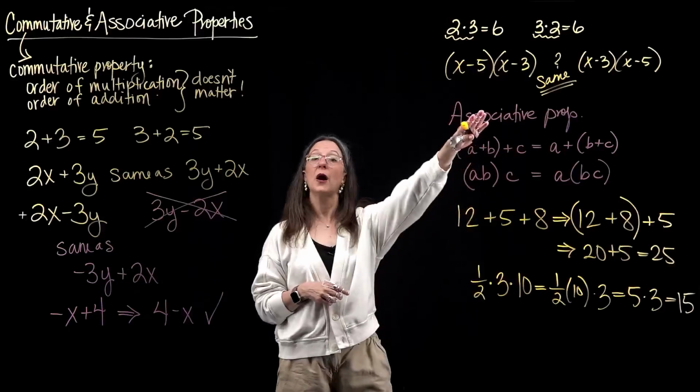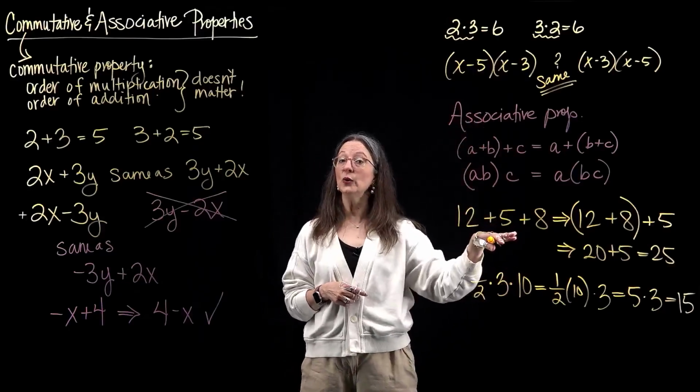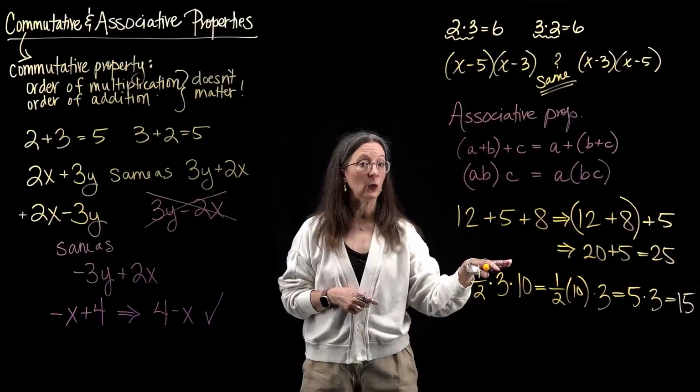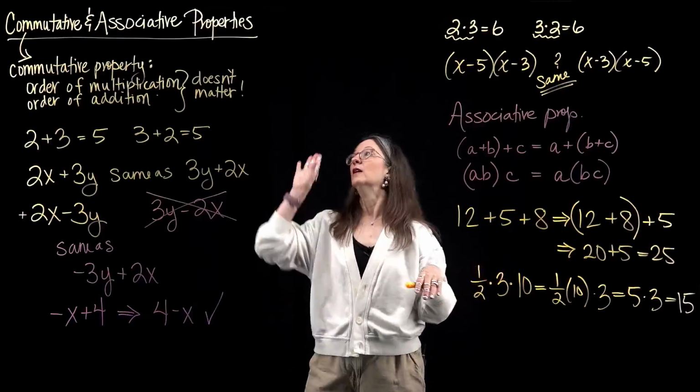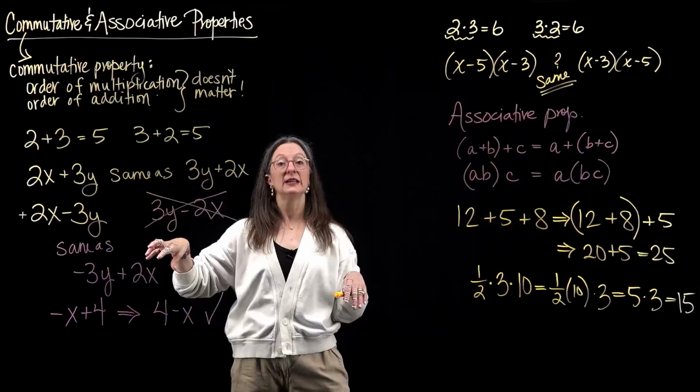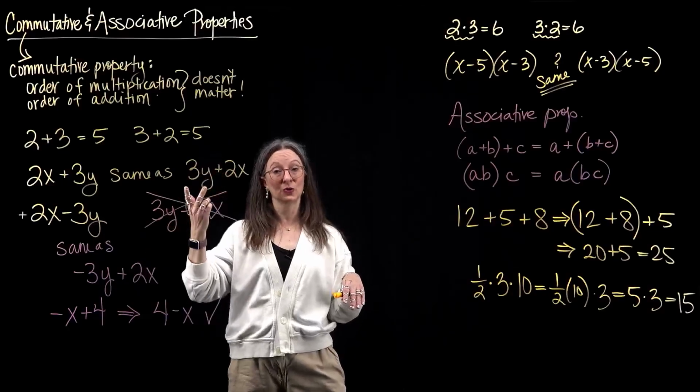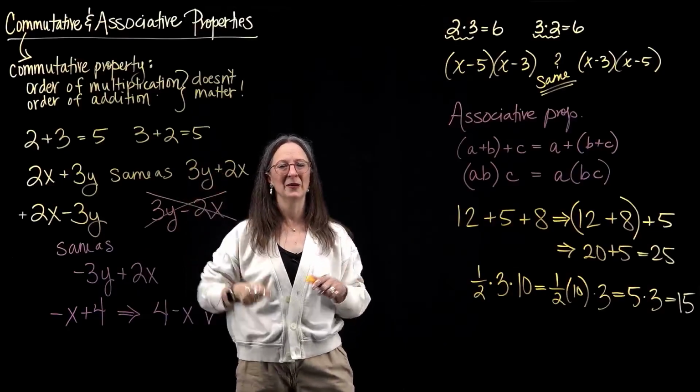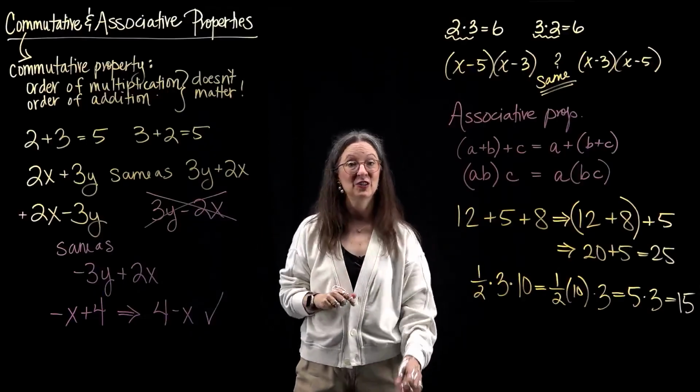So associative property says that I can group addition or multiplication in any order. Commutative property says that I can switch the order of my addition or my multiplication, and I haven't changed the problem at all.